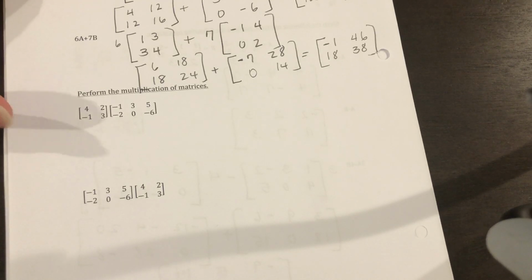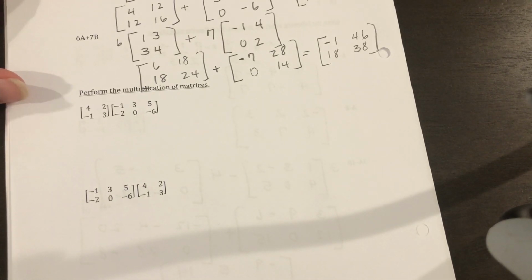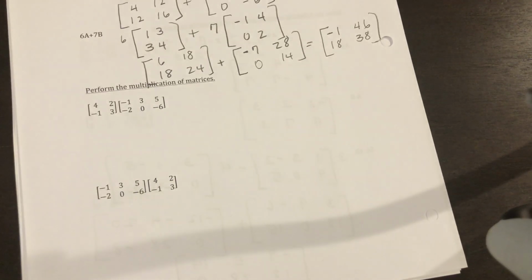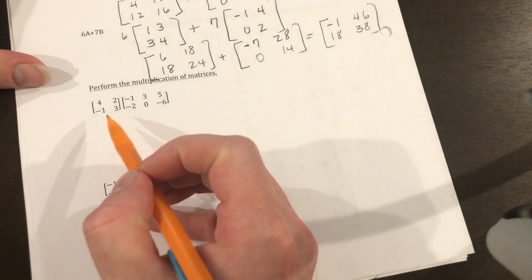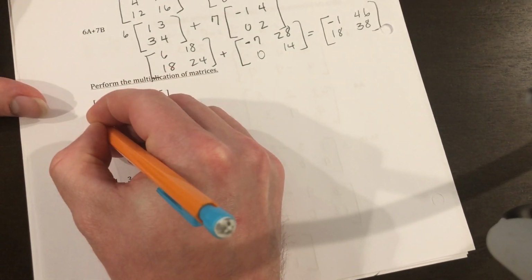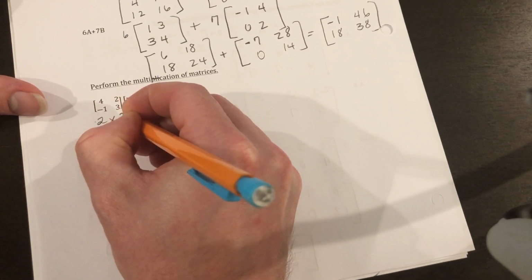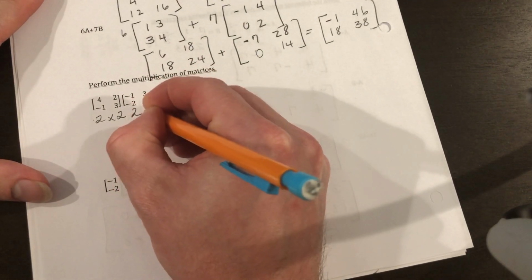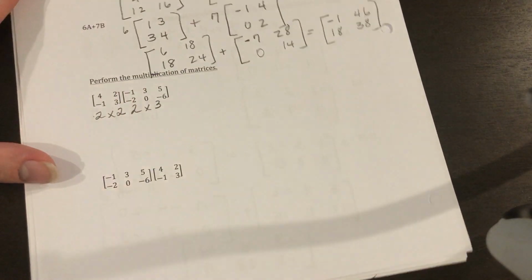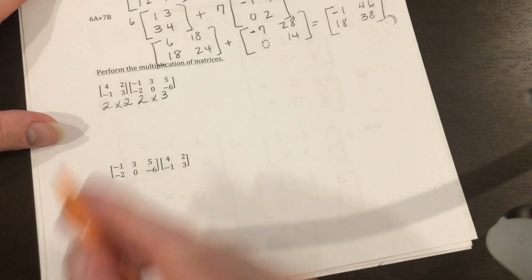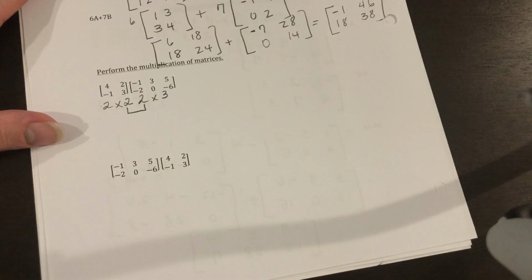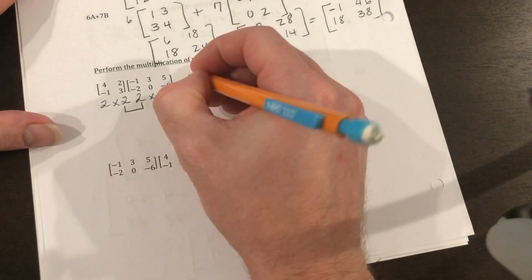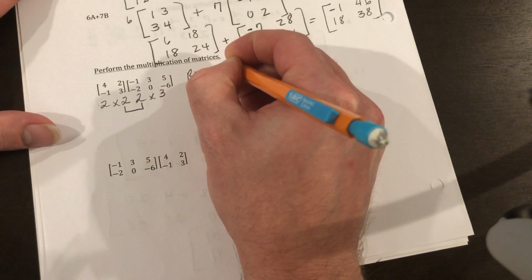Now, matrix multiplication gets a little more complicated. So first step when we do matrix multiplication is we're going to write down the dimension of the first matrix. So this is going to be a 2 by 2. And then this is going to be a 2 by 3. Now in order to have matrix multiplication go through and make it possible, the middle two numbers have to be the same. So your result is going to be a 2 by 3 matrix.